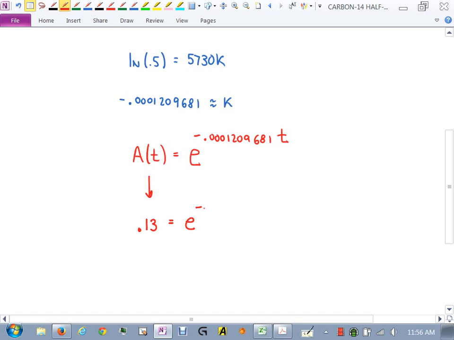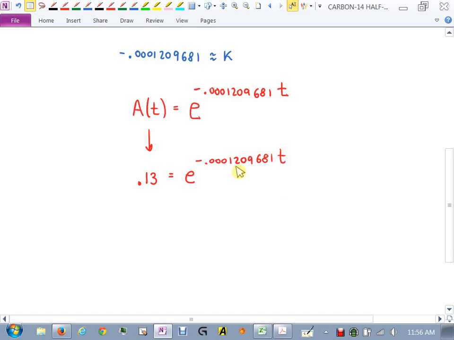So this left side is actually 0.13, 13%, which is what happens when you take 87% away from 100, equals e to the negative 0.000120968 t. Natural log, divide through by this thing. I'm going to let you do that on your own. Anybody want to venture their answer out here or throw their answer out here?